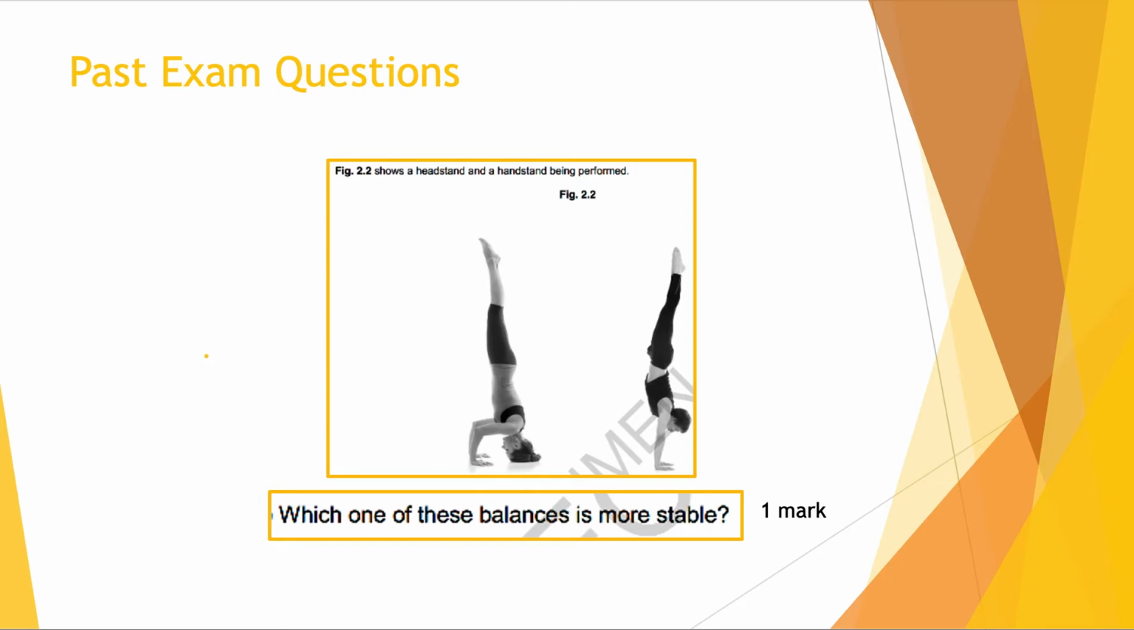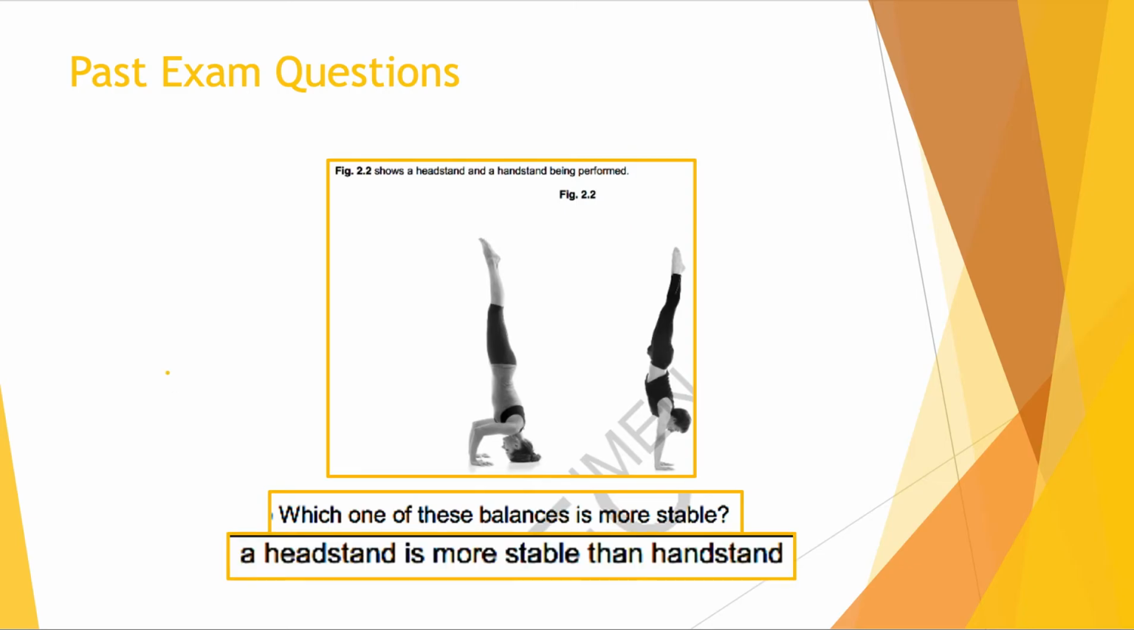1 mark. Hopefully you can have a go at that without the mark scheme. So pause the video now. So the headstand is more stable than the handstand. This question didn't ask you why. But obviously the reason is because in the headstand we've got a larger base of support because we've got 3 points of contact with the floor, giving us a great base of support, whereas in the handstand we've only got 2 points of contact with the floor and therefore a much smaller base of support.